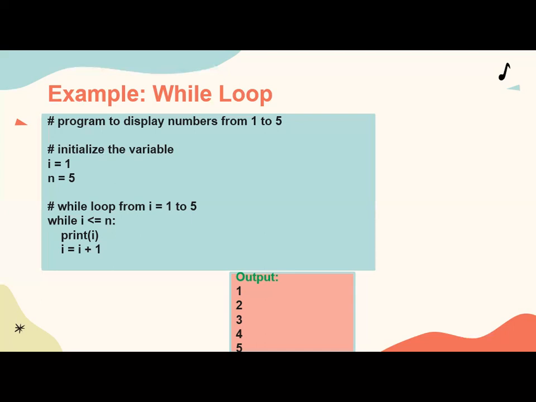Next, 4 is less than or equal to 5. Condition true. 4 is printed. i is incremented to 5. After that, 5 is less than or equal to 5. Condition true. 5 is printed. i is increased to 6. At last, 6 is not less than or equal to 5. Condition false. The loop is terminated. Finally, the output is 1, 2, 3, 4, 5.